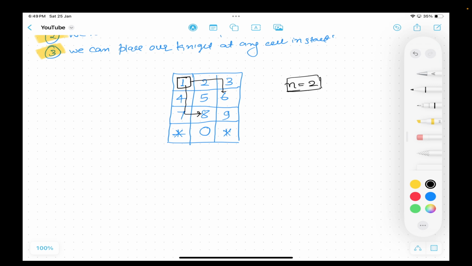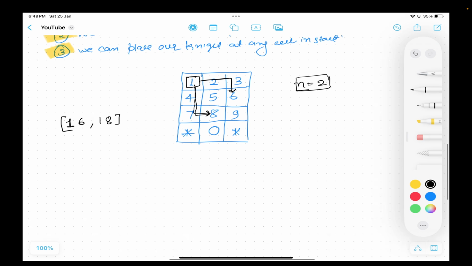So the first thing is 1. I'm starting at 1, so the length is 1. Now I can either move to 6 or move to 8. So one option is 1 6 and one option is 1 8. Is there any other option? No. This movement is not possible, this movement is not possible, here not possible. So this is starting with 1.